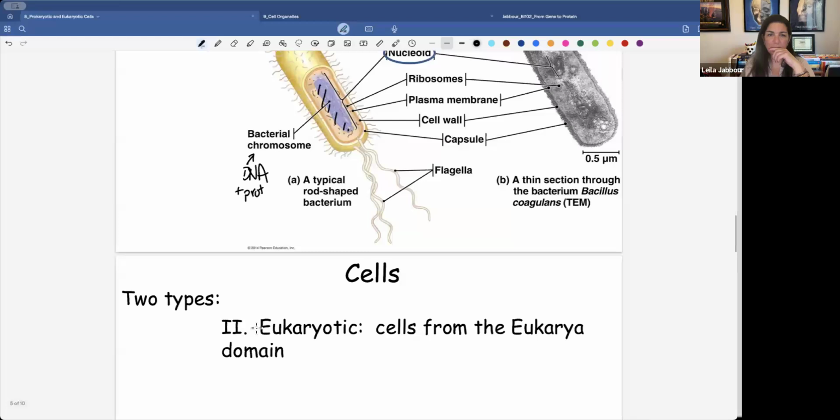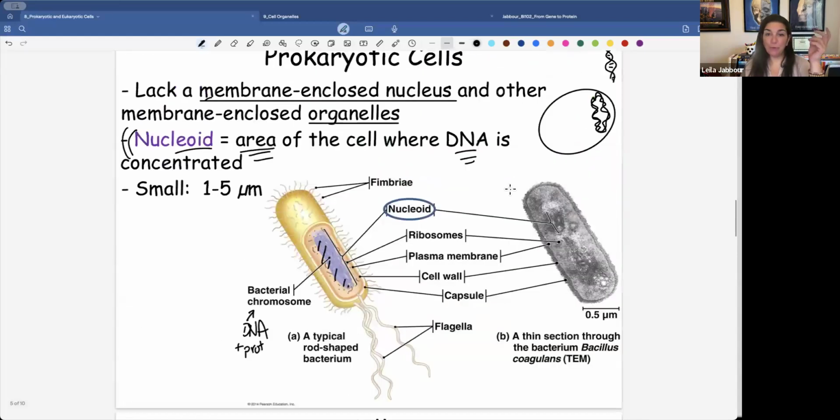Okay, so we have a nucleoid region where the DNA is floating. And then we also have free-floating ribosomes. This is something I mentioned in a previous slide. And some cells, not all, have, in addition to the plasma membrane, which is at the edge of the cell, see, this is the plasma membrane, a cell wall, which can be thick. Some bacteria have that, and it protects them. And some other bacteria have what we call a capsule on top of everything. There's an additional layer of protection.